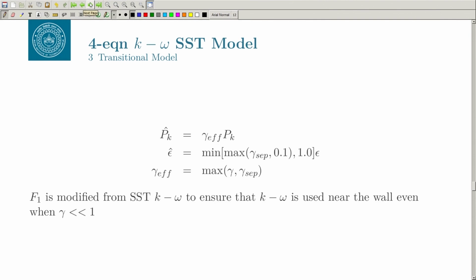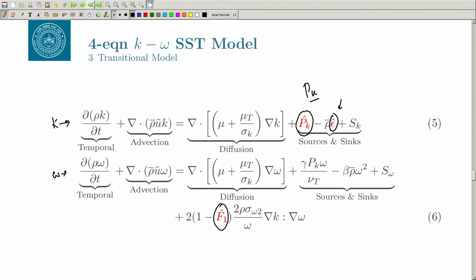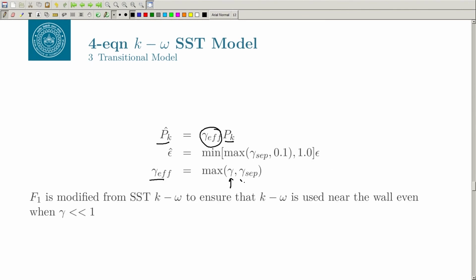The P_k hat is nothing but P_k multiplied by something called gamma effective. Gamma is the intermittency, as we discussed. If the flow is becoming transitional naturally, then of course you can look at the picture of the boundary layer and see how gamma is changing. But if the flow is having separation, then you also have to consider the gamma due to the separation. So, it basically takes the maximum of gamma and gamma due to separation, the intermittency which is developing due to the separated boundary layer.